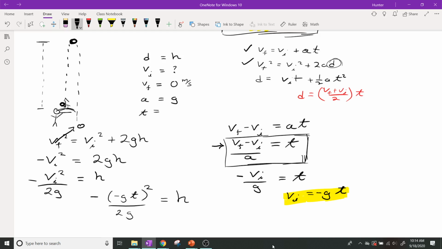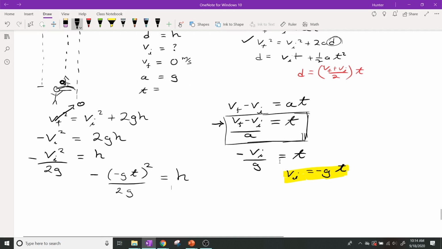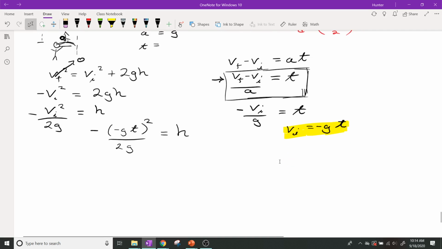So can we simplify that? Yeah, we can. These are letters, right? So using our rules of algebra, if I square a negative number, it becomes positive, so I still have this negative out front. So that's going to be g squared, t squared over 2g equals h. Can I do anything else?